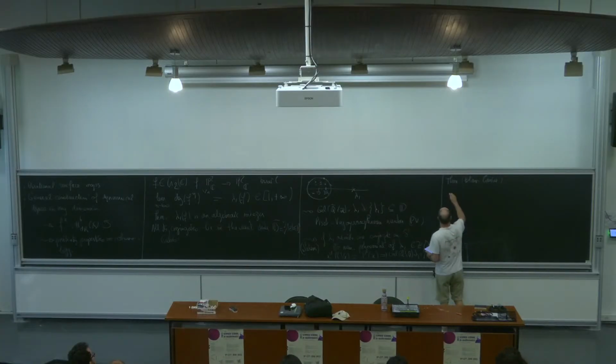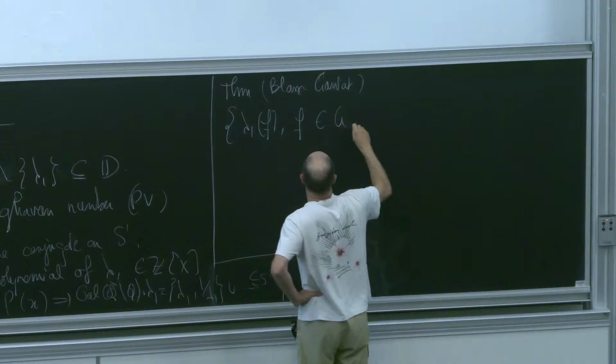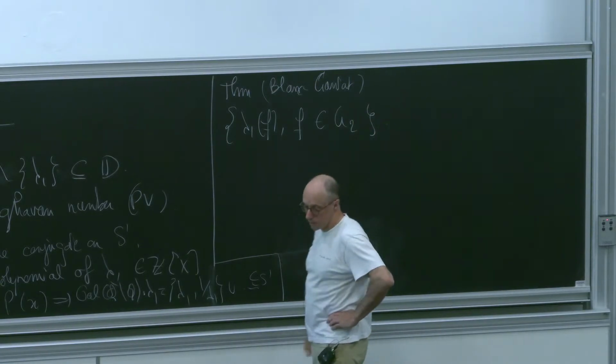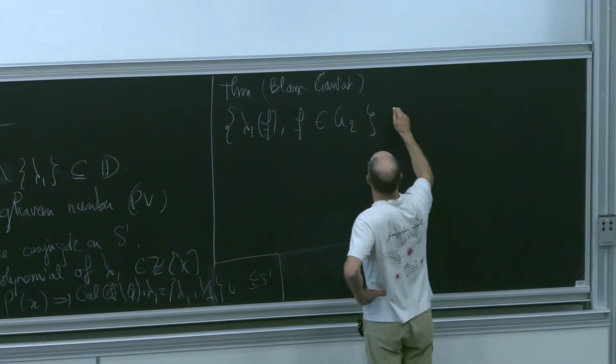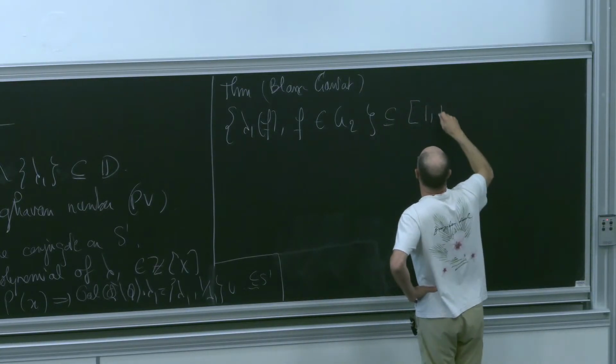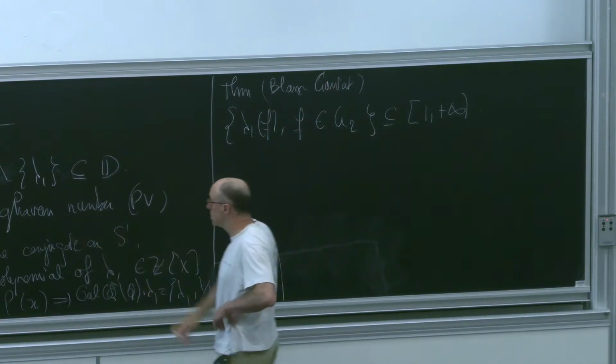So you can look at the set of all dynamical degrees for any, let's say, element in the Cremona group, dimension 2. And so what they prove is that this is a subset of 1 plus infinity, and it consists only of PV numbers or Salem numbers.